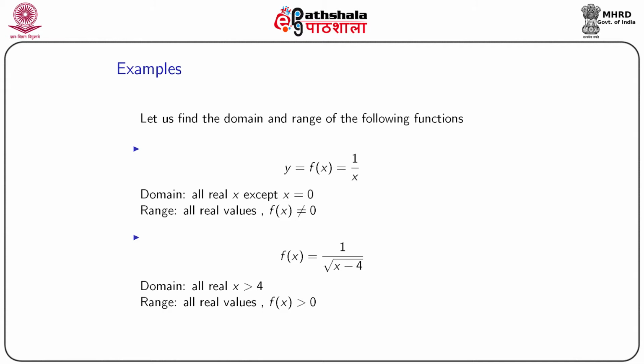For the range, well, f(x) can take any value since we are talking about only the real ones. So x is greater than 4. That means square root of x minus 4 will result in only positive values. Hence, the range will be positive ones, that is f(x) greater than 0.